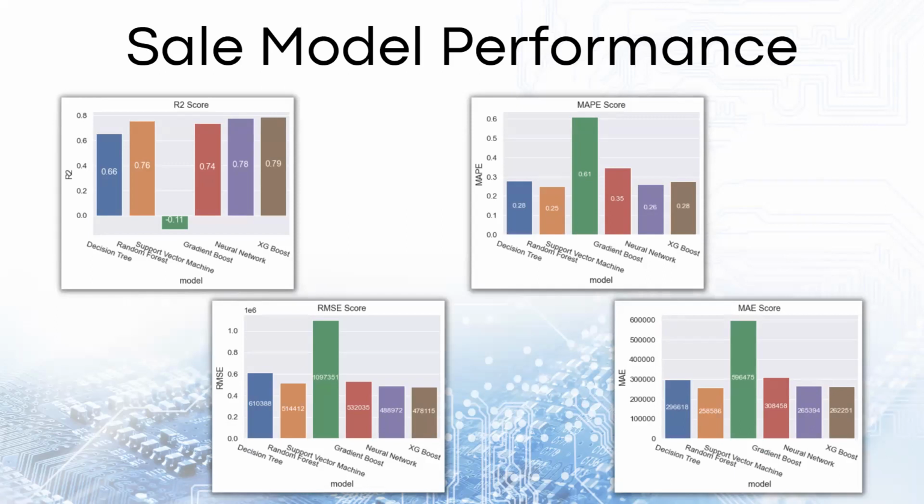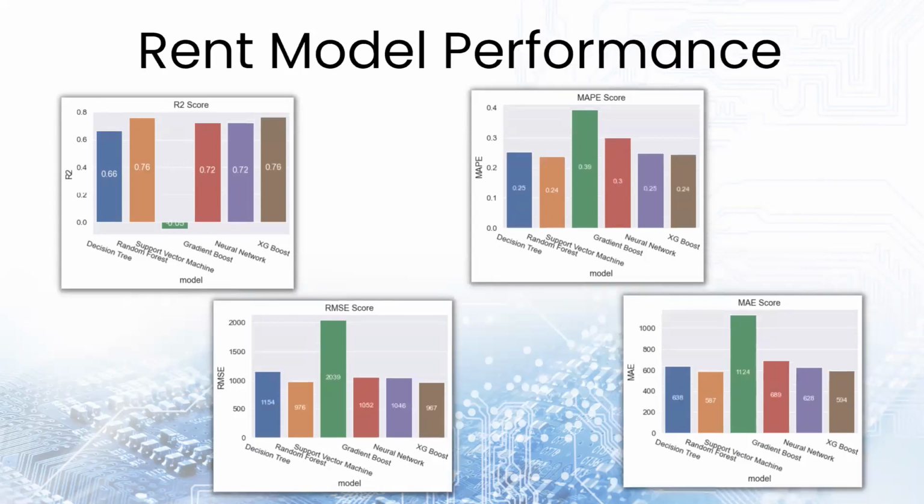And for the MAPE score, we could see that the scores are around 0.3 and below, and random forest is coming in number 1 for the sales data set. And as for the rent data set, the results are quite coherent. We could see that 5 of the models perform quite well, with support vector machine performing quite badly. And XGBoost and random forest are performing the best in R2 score. For MAPE score, we can see that random forest and XGBoost have the lowest MAPE score, which is quite good as well.